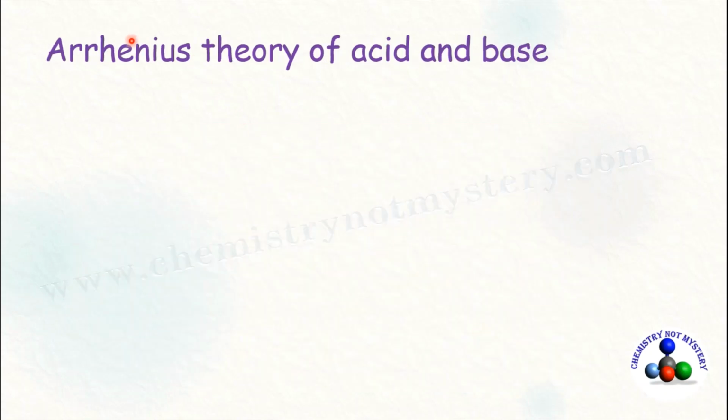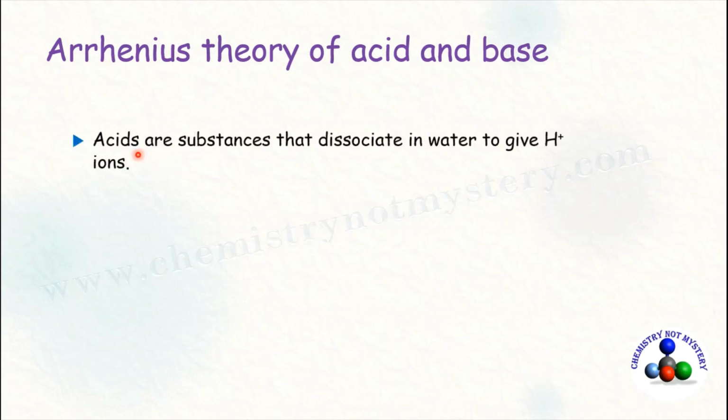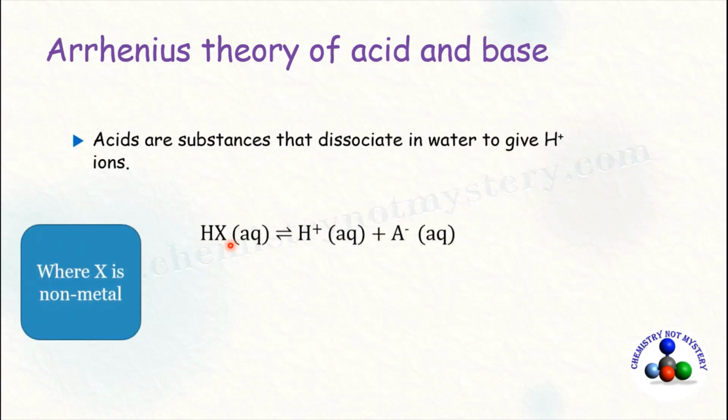First of all, discuss Arrhenius theory of acid and base. According to this theory, acids are the substances that dissociate in water to give H plus ions. For example, HX is a substance where X is a non-metal. When it dissolves in water, it forms aqueous solution and it gives H plus ions in aqueous solution. According to Arrhenius theory, HX is an acid because it gives H plus ion in aqueous solution.